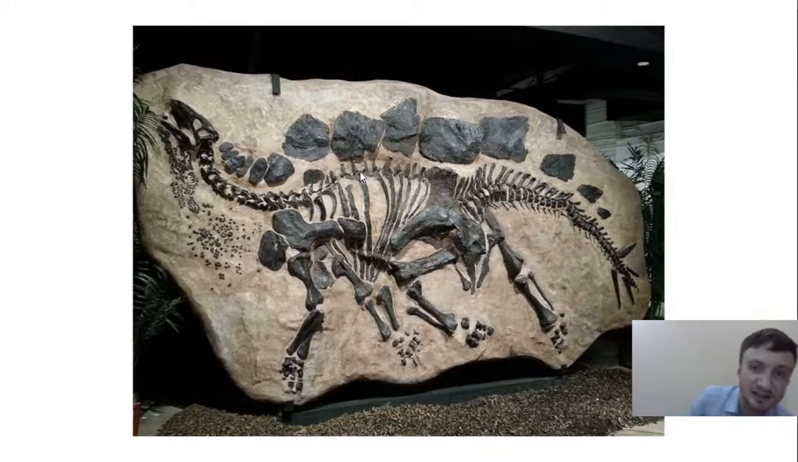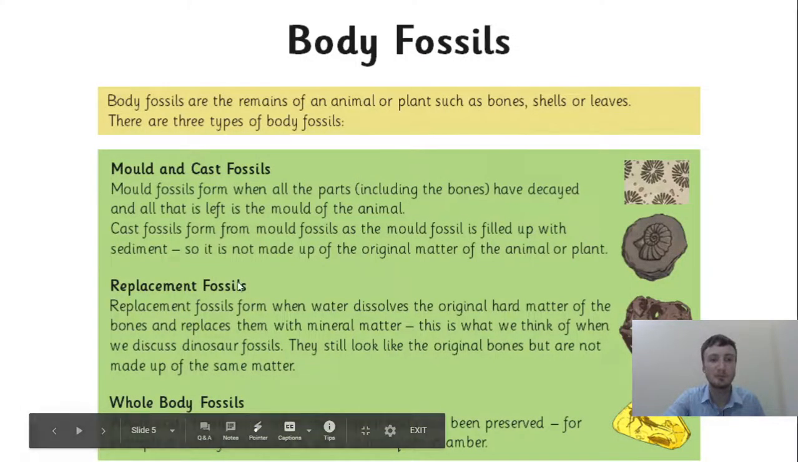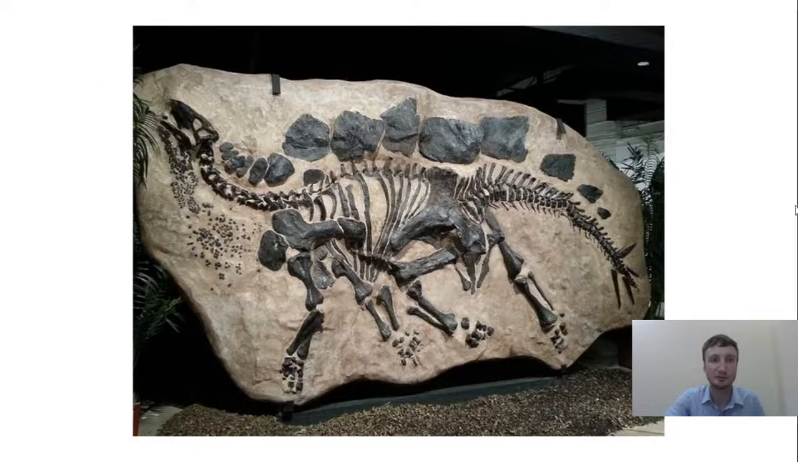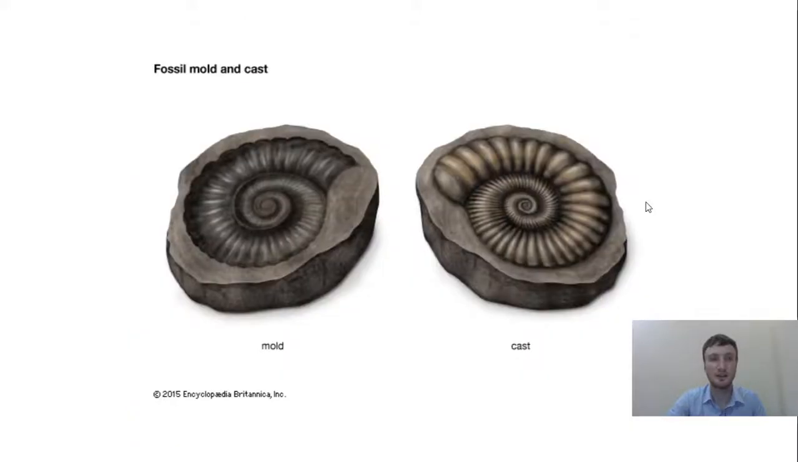Okay, here. So this is one of those replacement fossils. You can see that the bones that make up this dinosaur, this Stegosaurus, have been replaced by rock. Millions and millions of years. Okay. Here's a picture of the mold and the cast fossils.